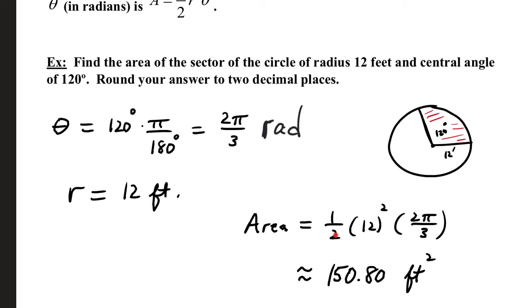Area is 1/2 times your radius squared times your central angle in radians. 1/2 times 144 times 2 pi over 3, let your calculator do all the hard work, is a little more than 150 square feet.